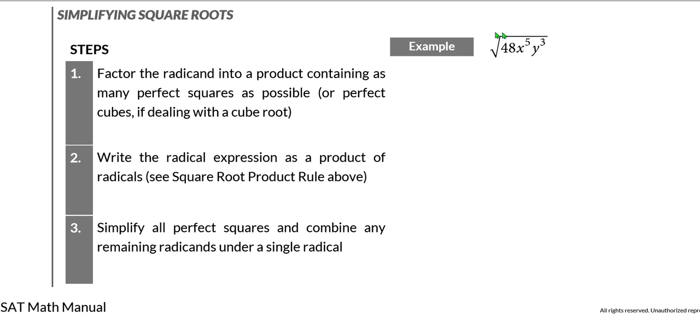So what does that look like? Here's the example. What I'm going to do is I'm going to say, okay, well, 48 can be broken up into 16 times 3. Why am I doing that? Because 16 is a perfect square.